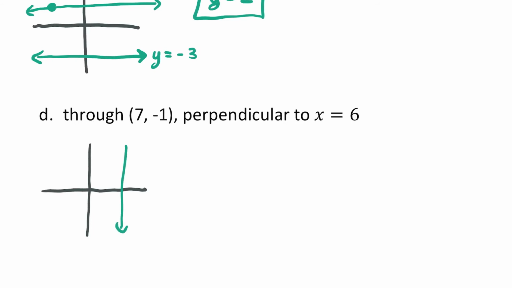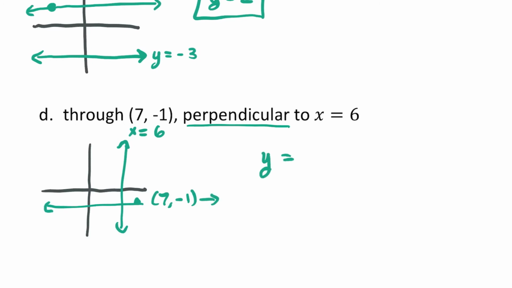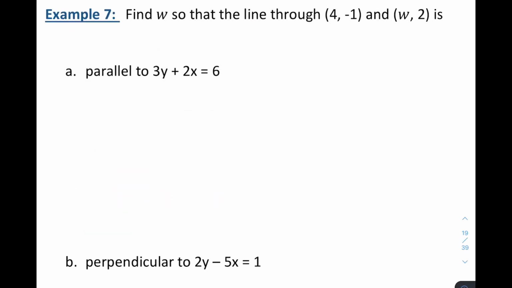If I want a line that goes through (7, -1) and is perpendicular to x = 6, well, it's going to meet at a 90-degree angle, and that means it's going to be a horizontal line to be perpendicular to my vertical line. And then my horizontal line there would consist of all the points with y values of -1. So this is a little bit different.